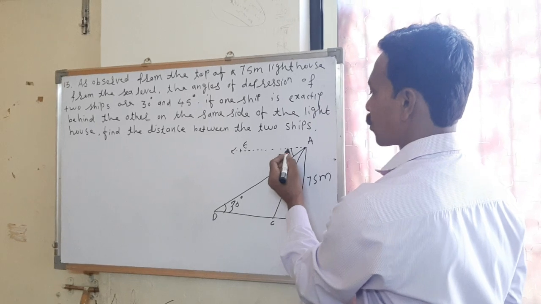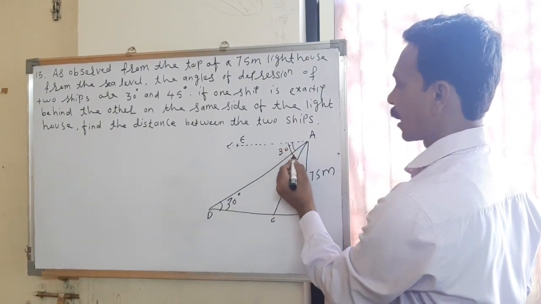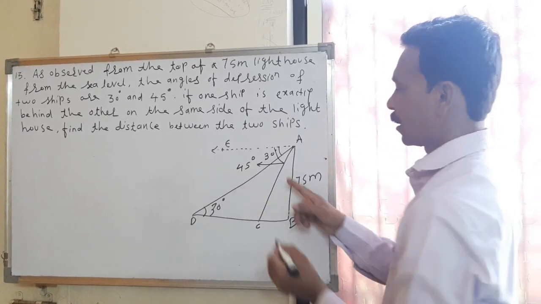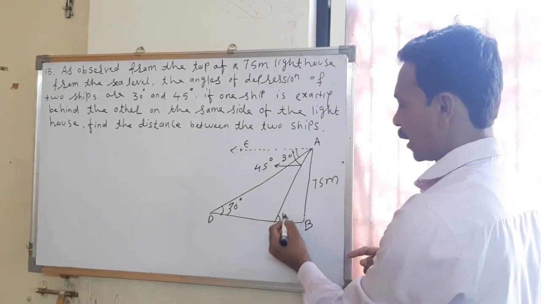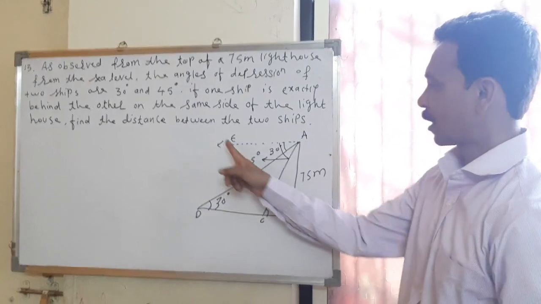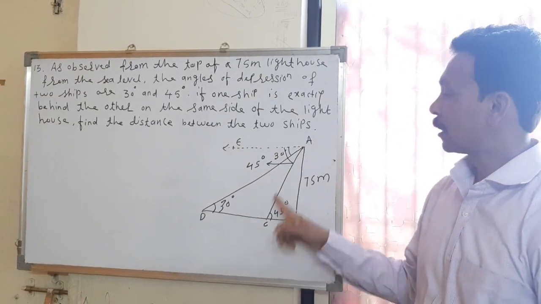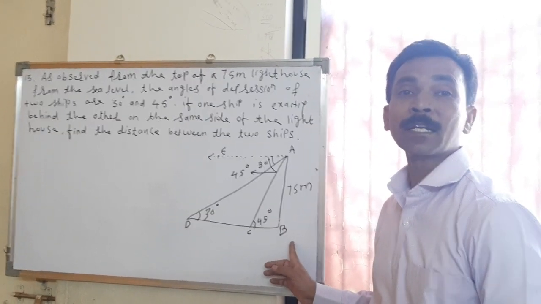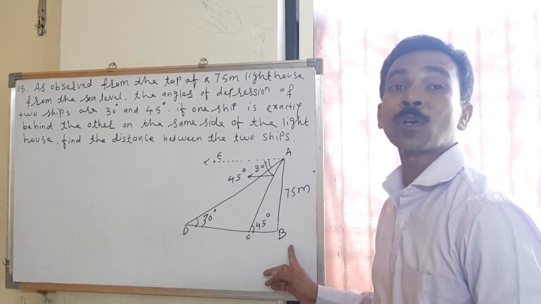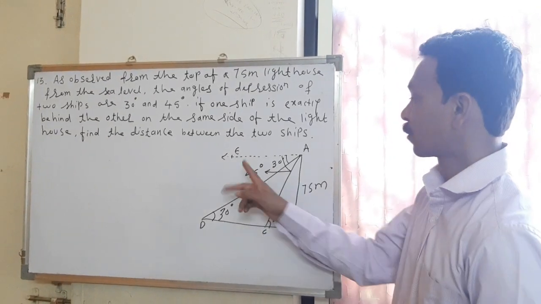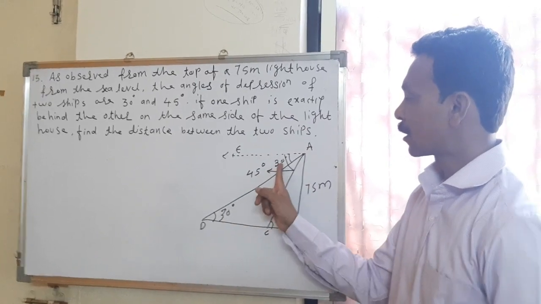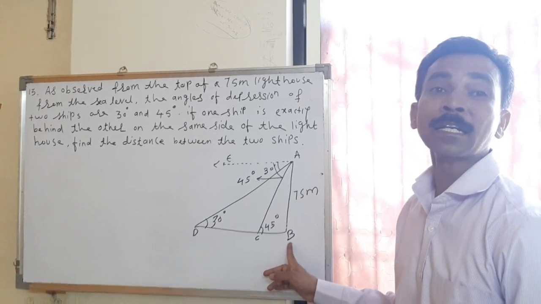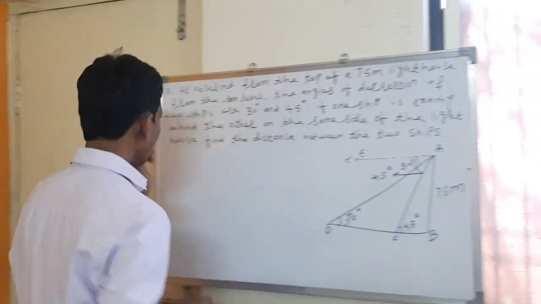And the other angle is 45 degrees. 45 means this full angle. If this is 45 degrees, this will be 45 degrees. Reason: angle EAC is equal to angle ACB. Both are alternate interior angles, and alternate interior angles are equal. You have already studied this in 9th standard. Angle EAD is equal to 30 degrees. Therefore, angle ADB is equal to 30 degrees. Reason: alternate interior angles. I'll write here.